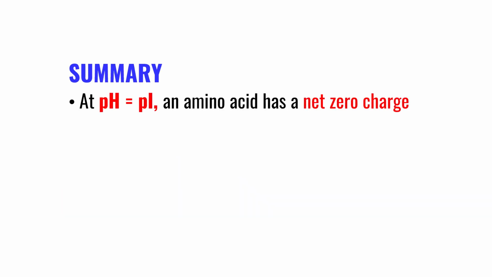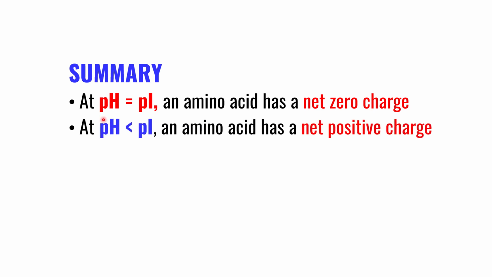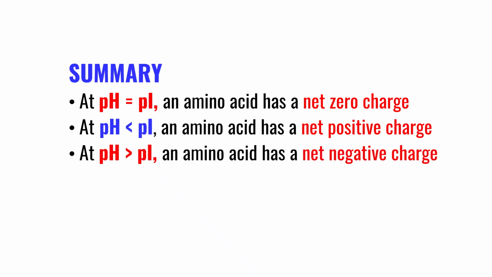So you have seen that as you change the pH, the charge on the molecule or amino acid is changed. So the question is how the charge is affected when you change pH around its pI. At pH equal to pI, an amino acid has a net zero charge, or you can say a neutral molecule or zwitterion is formed. This is called the isoelectric pH or isoelectric point. When the pH is less than pI, an amino acid has a net positive charge, and when the pH is more than pI, an amino acid has a net negative charge.